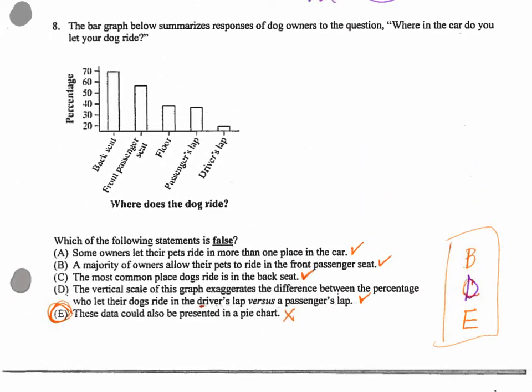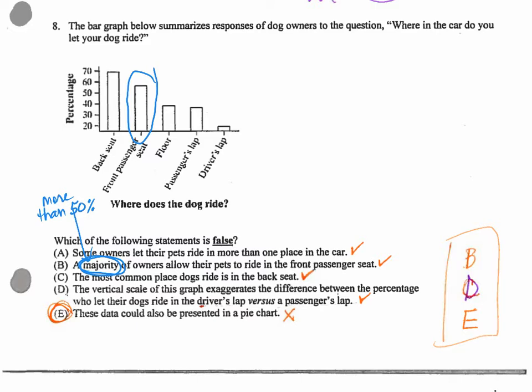Okay, so the dispute on this number 8 seems to be "majority." What is a majority? How much is a majority? More than 50%. So is it true that more than 50% of dogs get to ride in the front passenger seat? Yes. Majority means more than 50%. So B is true statement.